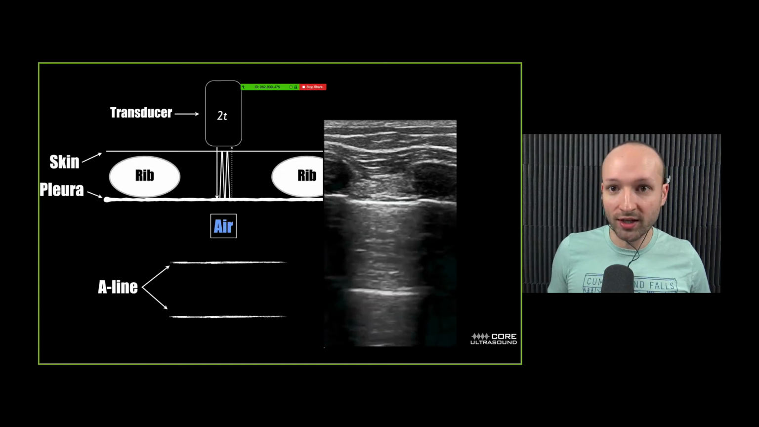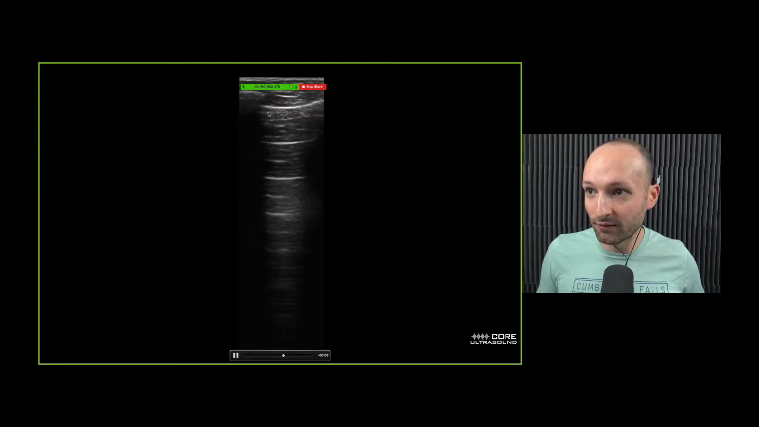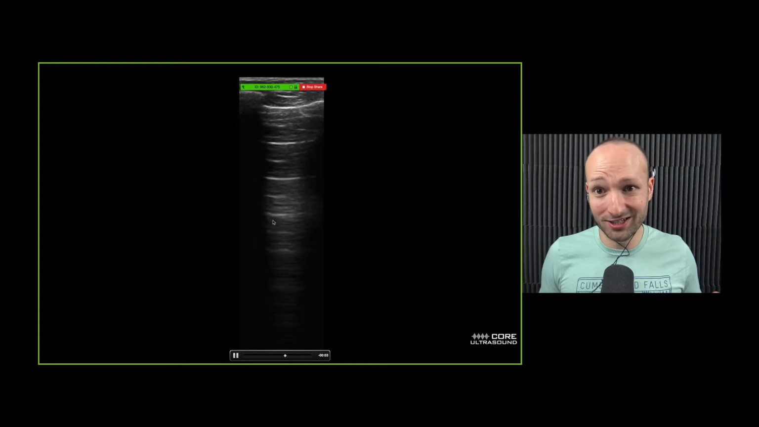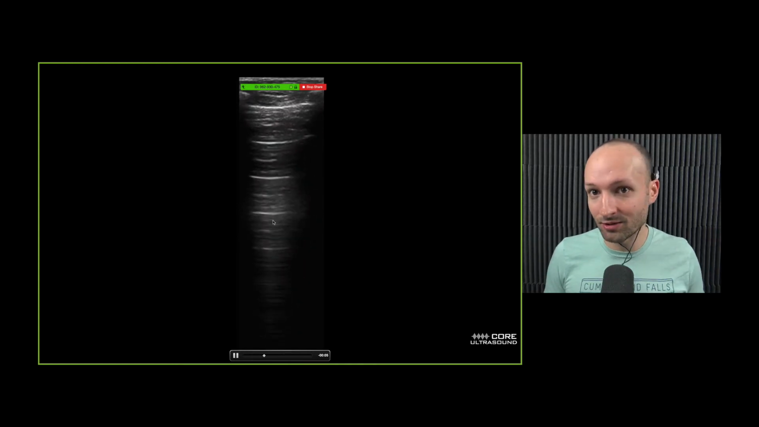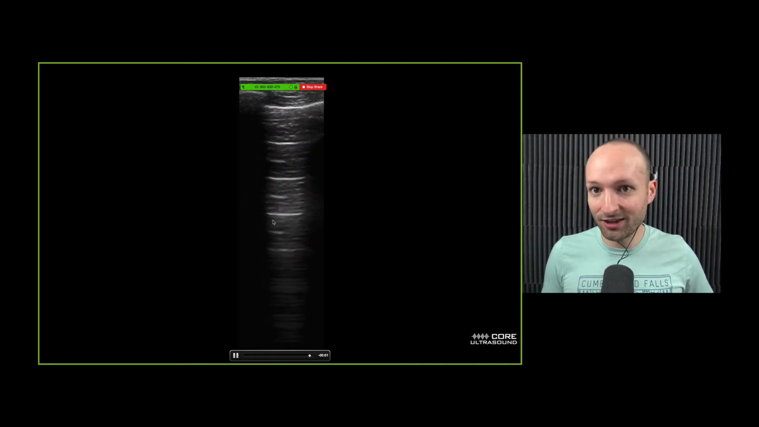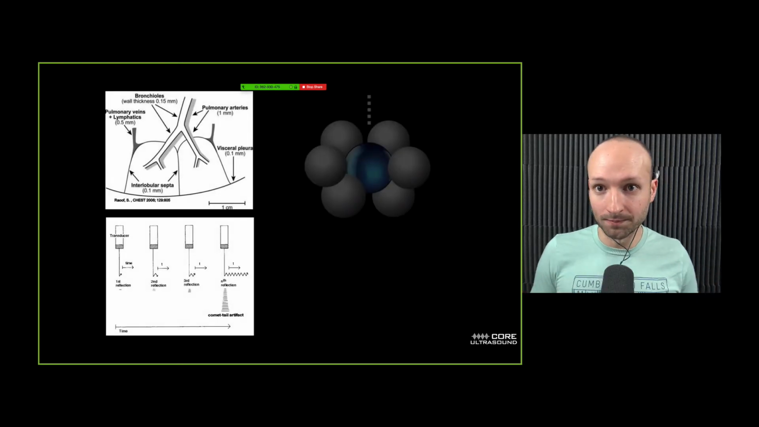Now, one quick thing to remember is that everything underneath this pleural line in an air-filled lung is all artifact. This is not lung tissue. This is artifact in an air-filled region. And you can actually see A lines apart from the lung. You can see them in intestines. You can sometimes see them when you have subcutaneous air. Basically, anything that's air can create these A lines. We just see them most commonly in the lung.